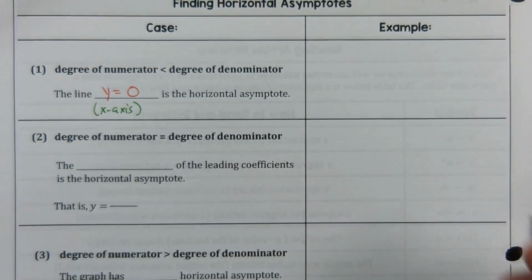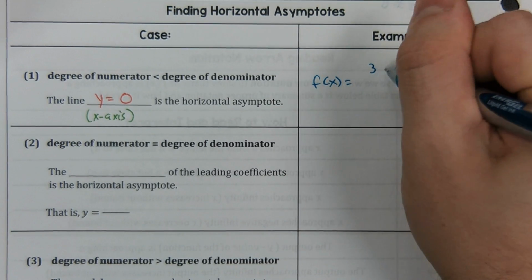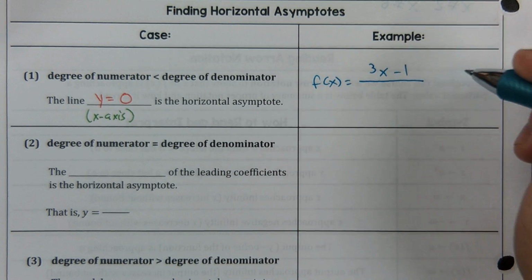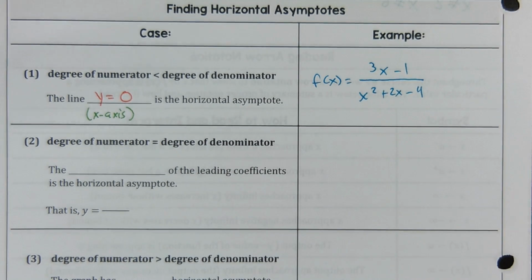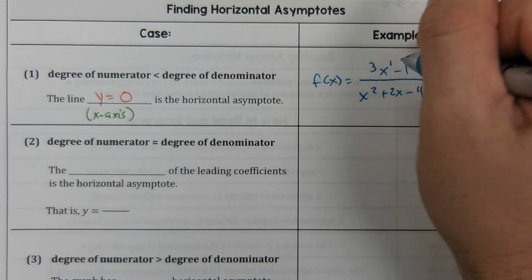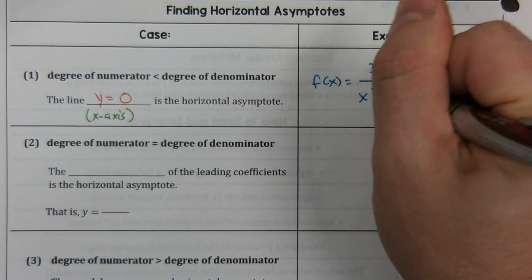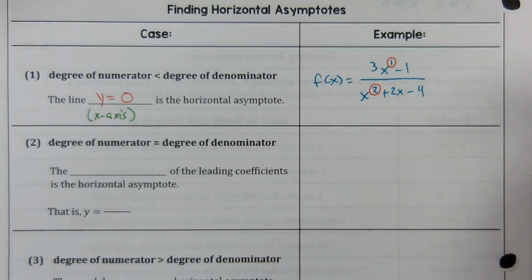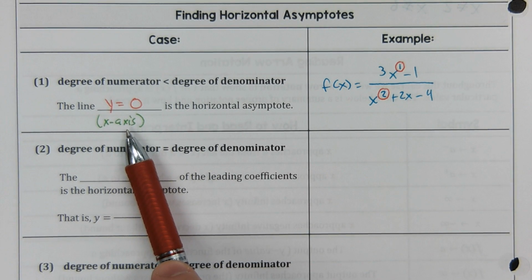Let's get you an example of that. I don't know. F of x equals 3x minus 1 over x squared plus 2x minus 4? I'm just making some stuff up, okay? The point is, if you look at the degree of the top of the function, it's a degree 1 polynomial. And if you look at the degree of the bottom of the function, it's a degree 2 polynomial. This graph, if I were to graph it right now, has a horizontal asymptote that is the x-axis.